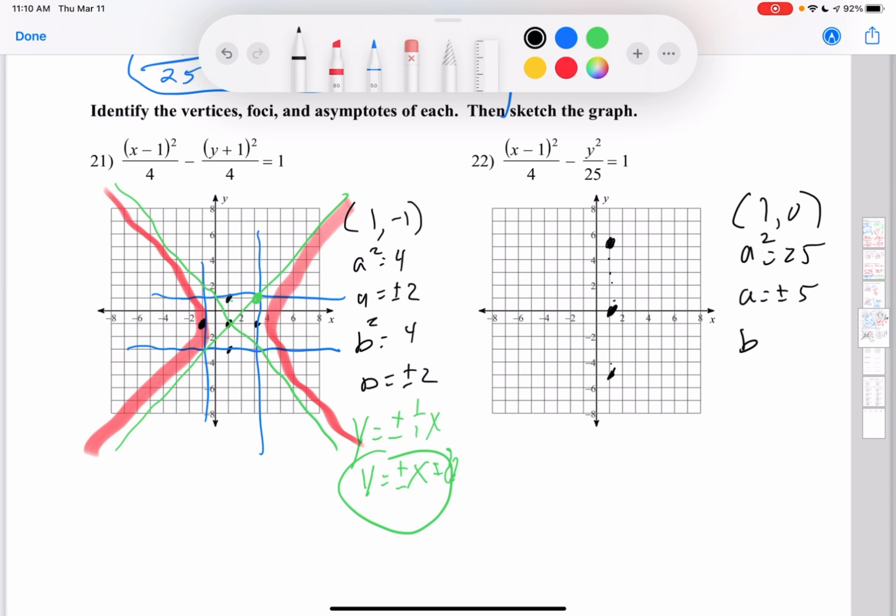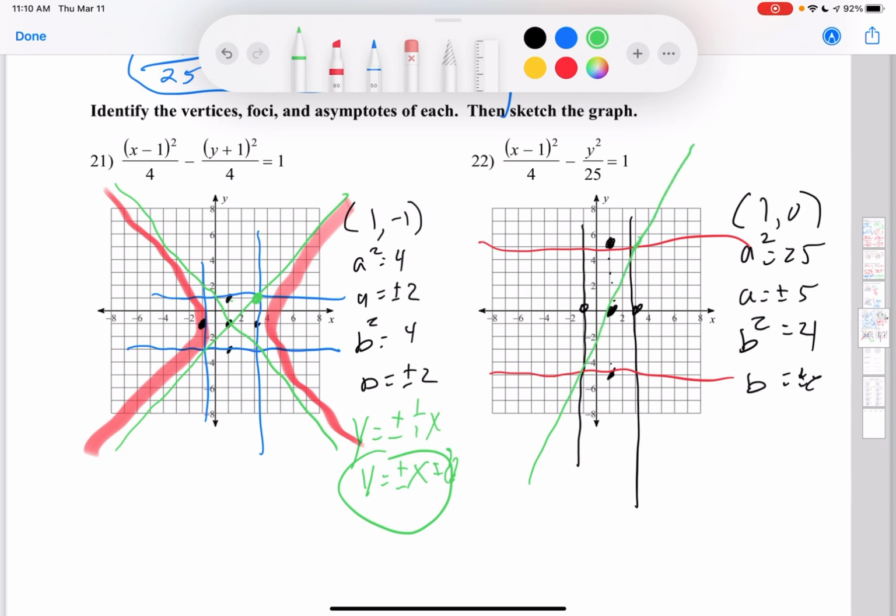My b squared is equal to 4, so b is equal to plus or minus 2. So 2 there, 2 there. Draw your vertical lines. Draw your horizontal lines. We've got our nice box created now. Draw this as best you can. That's kind of the important point right there. Something like that. Y is equal to plus or minus for our asymptote line.